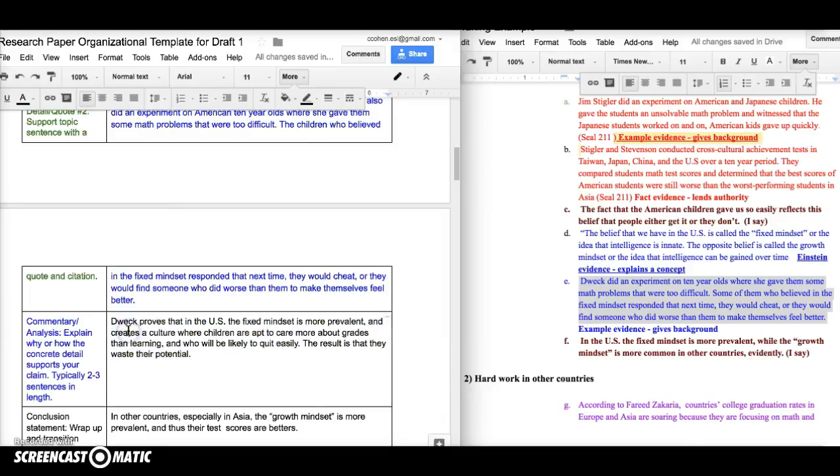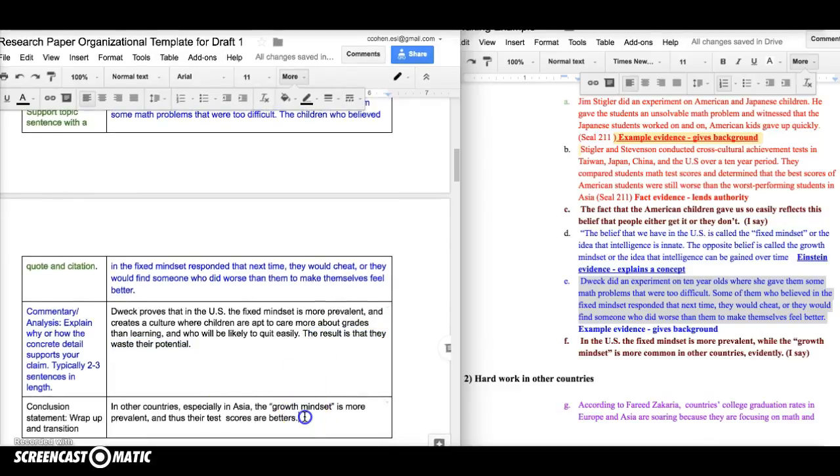So Dweck proves that in the US, the fixed mindset is prevalent and creates a culture where children are apt to care more about grades than learning, who will be likely to quit easily. The result is that they waste their potential. So I'm describing the problem in this paragraph, and my concluding sentence is actually going to help me transition to my next paragraph, which is a nice little technique for you guys.